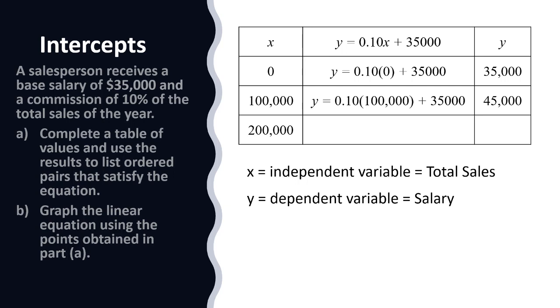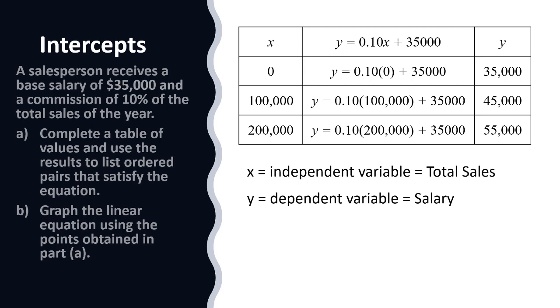If x gets bigger, in this case 200,000, we substitute 200,000 in, multiply it by 0.10, and we would get 20,000. 20,000 plus our 35,000 becomes 55,000. So the y-intercept is the initial starting value of 35,000, and as x gets bigger, y is going to get bigger. And by how much? Well, that turns out to be 10%.